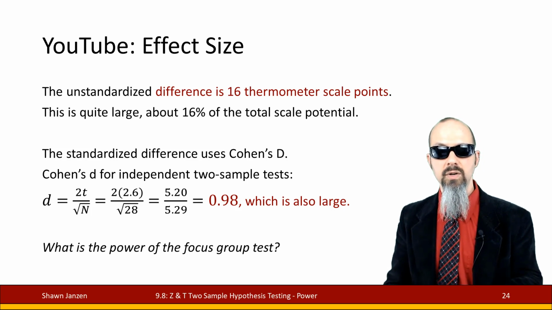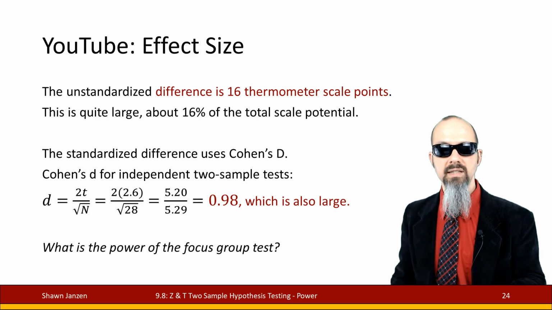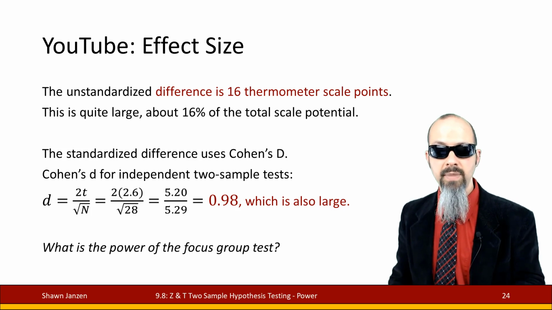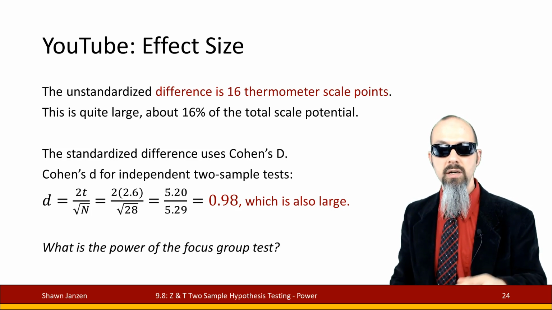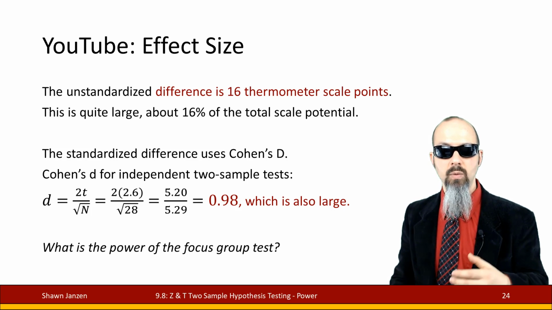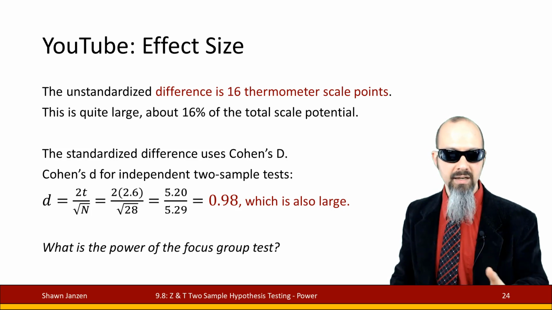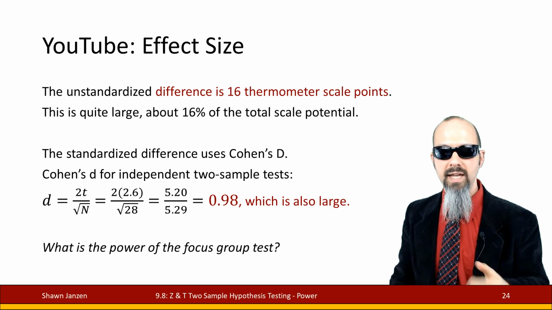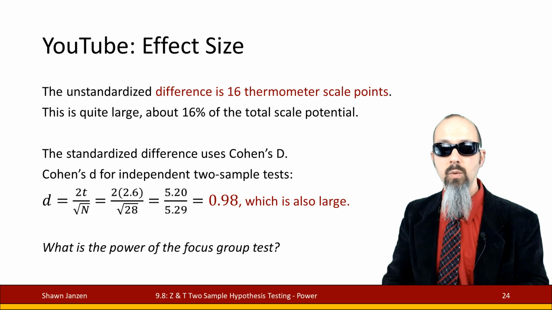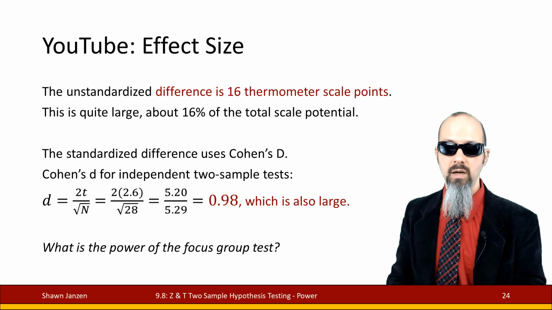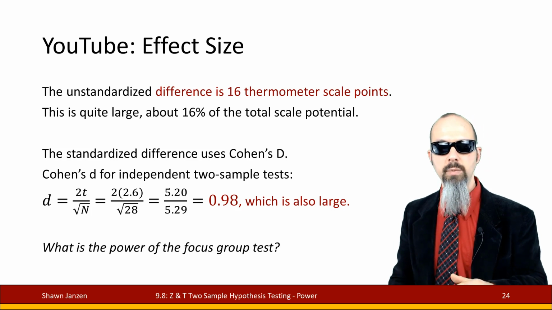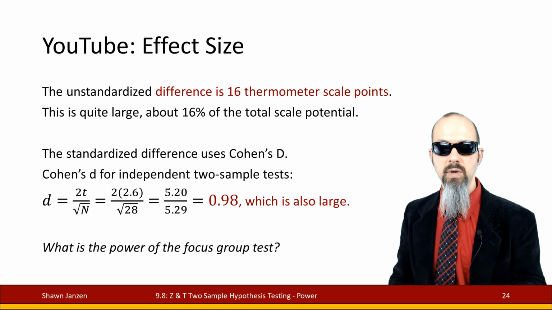Now, the standardized version is where we're going to introduce Cohen's d, and it's going to alter just a little bit. So in this case, I'm going to take the easier formula of 2 times t divided by the square root of n, because I've already solved for t. So I plug in 2.6 up in the numerator, and n in the denominator. And that's going to produce for us a d-score of 0.98, which on our french fry size scale is also quite large. So that kind of helps balance out a little bit when I said that our thermometer scale difference was 16 percentage points and the d-score was 0.98, which is also large.